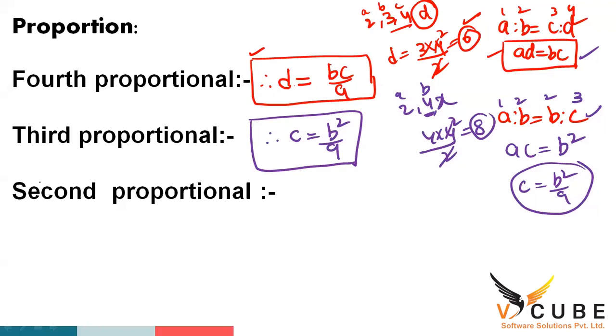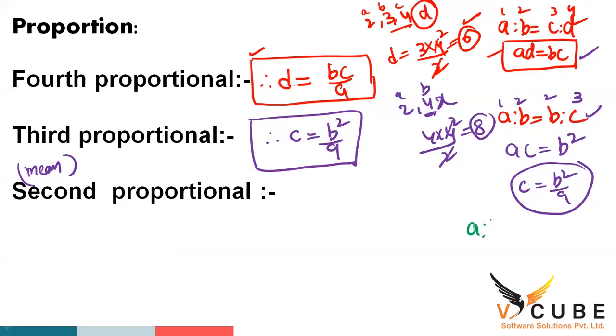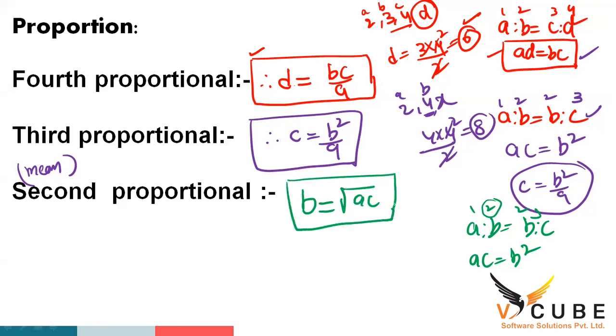And coming to the second proportion or mean proportion. For example, guys, A is to B is equal to B is to C. So the proportion formation is AD is equal to BC, same like this. AC is equal to B square. So second proportion means find out the B value. Then B is equal to root of AC.